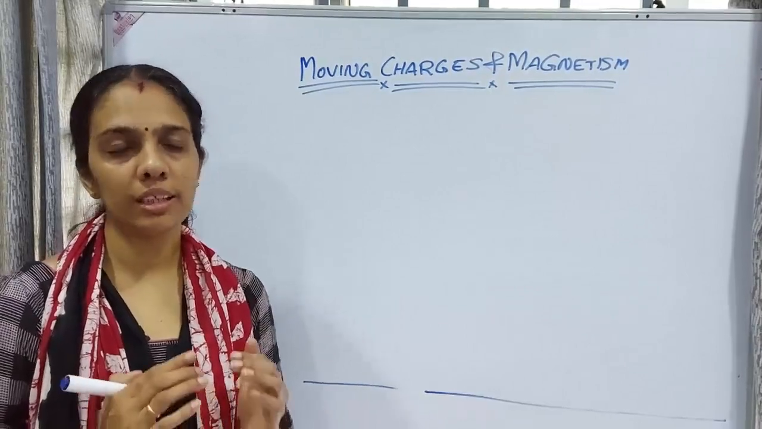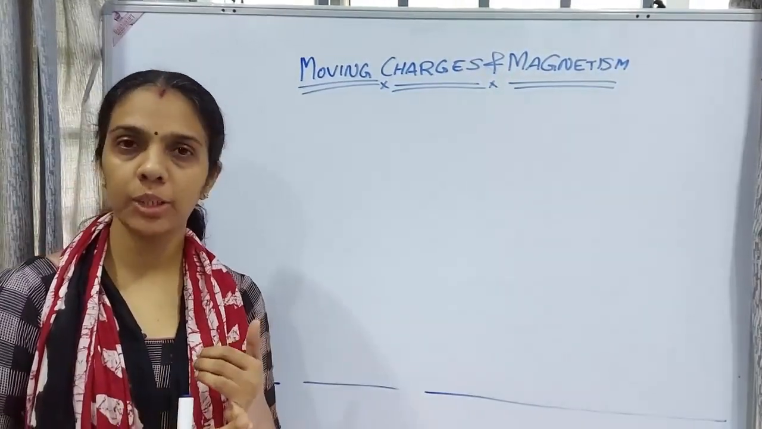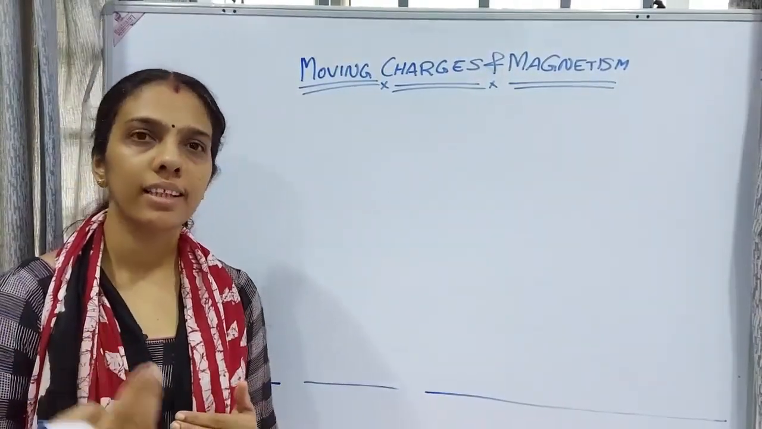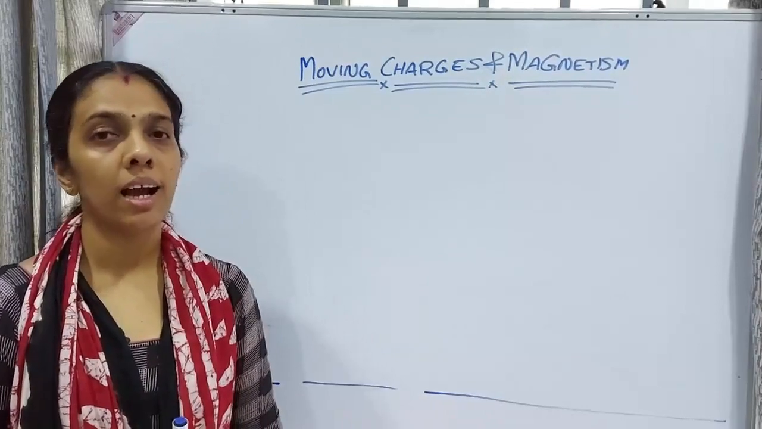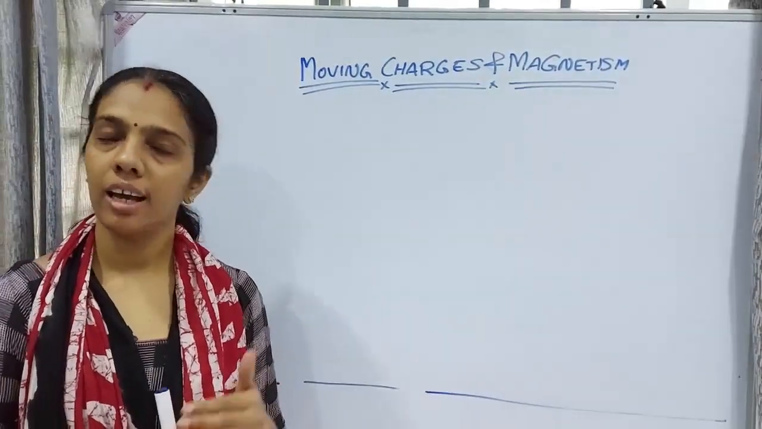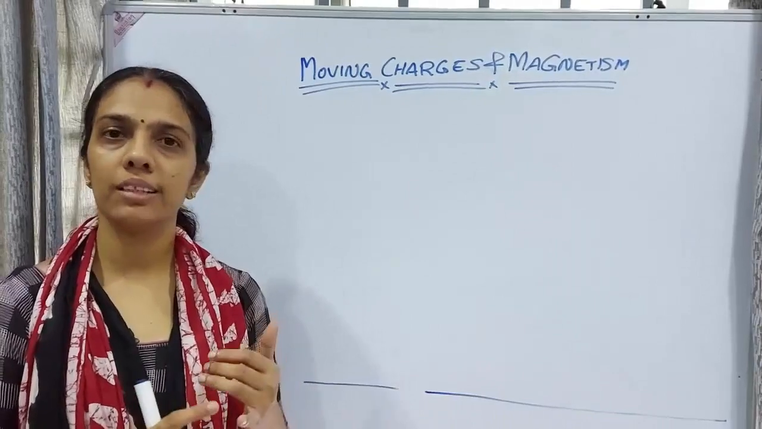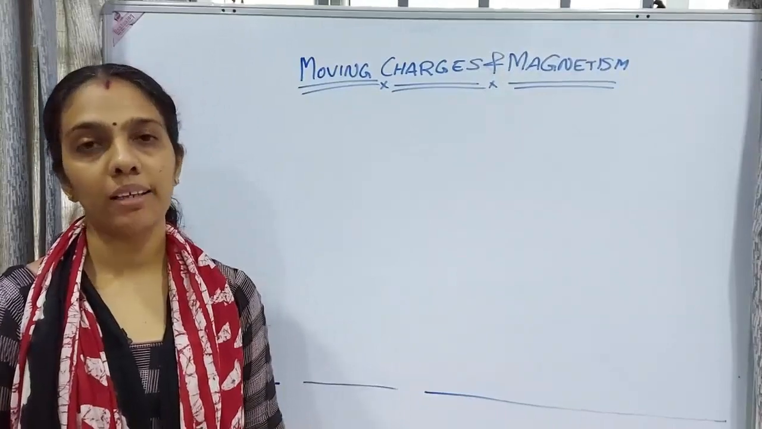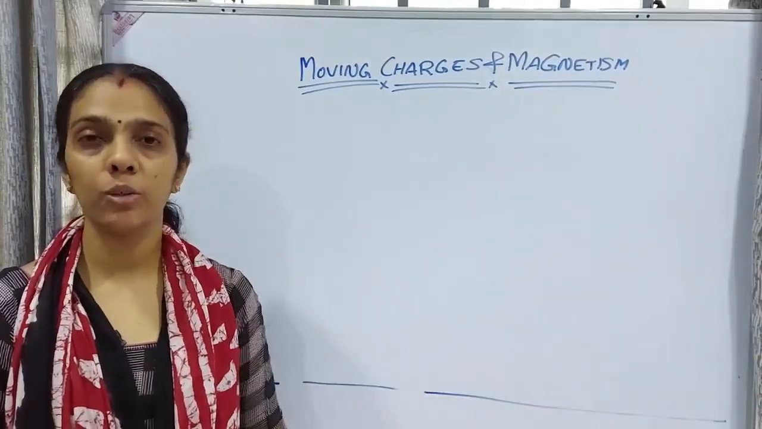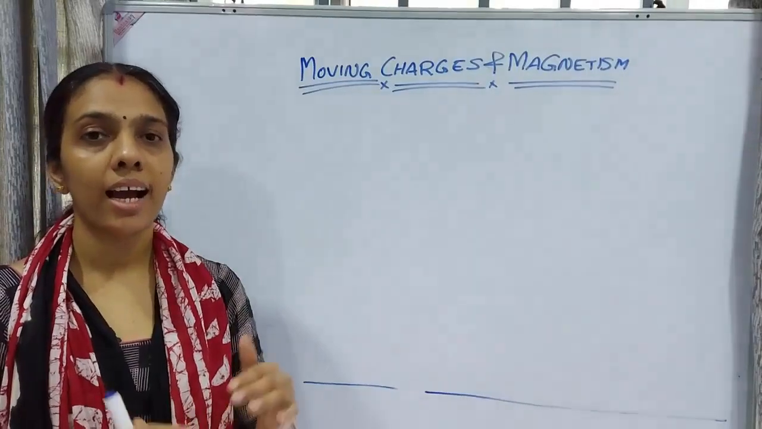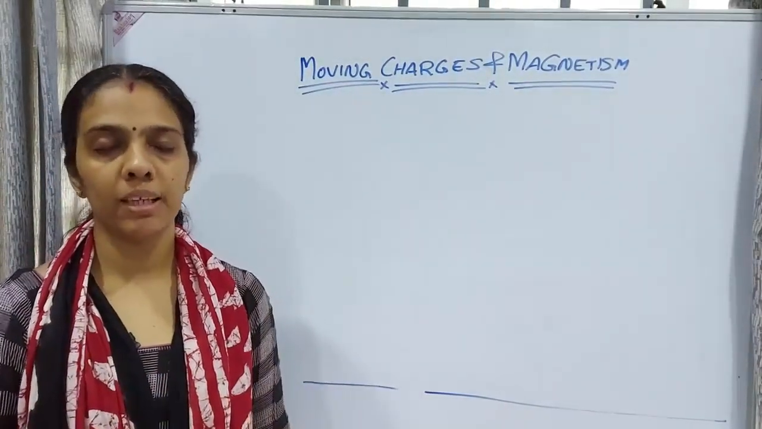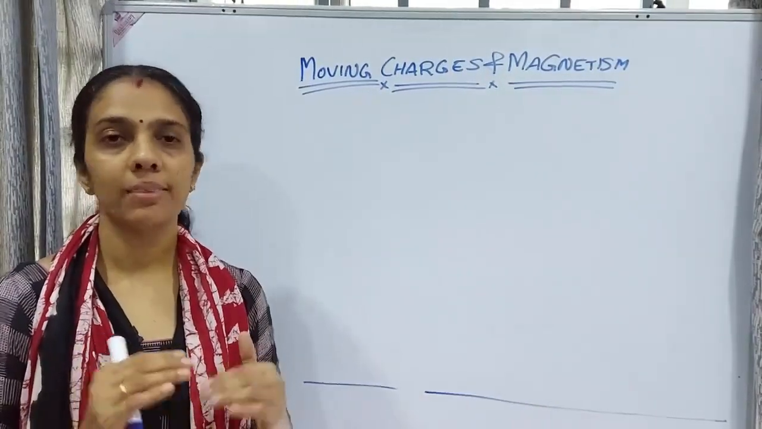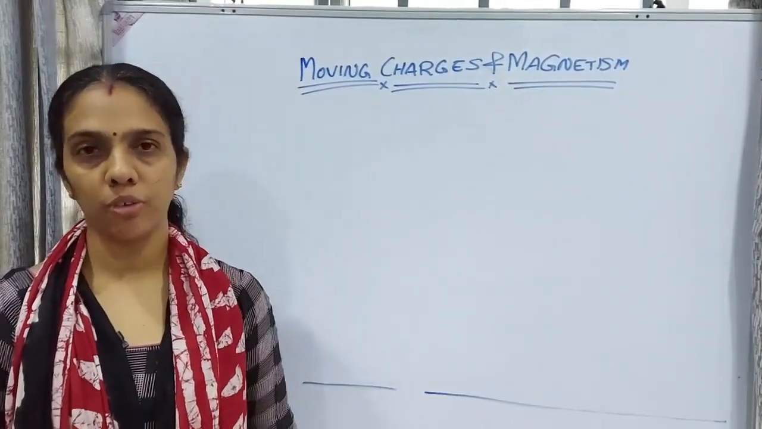In the last two revision topics, we learned about the Biot-Savart law in the first video, and then in the next video we learned about Ampere's circuital law. Along with Ampere's circuital law, we mentioned the formula for the magnetic field of a solenoid, B equal to mu 0 Ni, and at the ends of the solenoid it will be mu 0 Ni by 2. Till there we learned, and the toroid also follows the same formula.